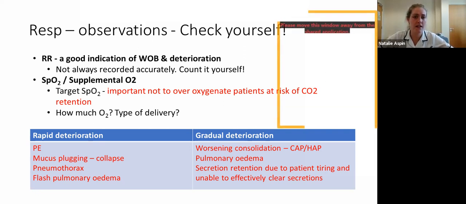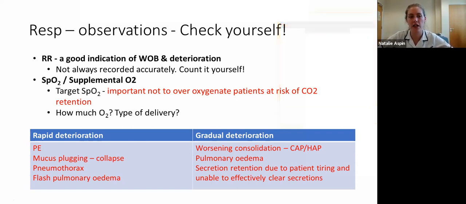What's their target sats, and are they requiring any supplementary oxygen? Again, how much oxygen are they on? What sort of oxygenation are they receiving? And identifying if they're a COPD patient, if we know that they're a retainer, are they on the appropriate oxygen therapy? Do we need to change that to something of a fixed concentration?